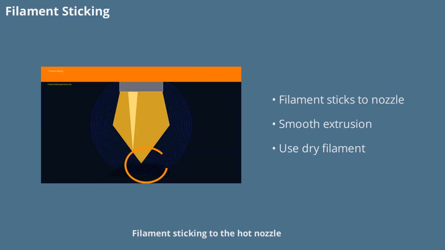Filament sticking to the hot nozzle can disrupt extrusion and cause print defects. Common causes are improper temperature, wet or low-quality filament, incorrect speed or retraction, and lack of maintenance. Effects include poor surface finish, weak layer bonding, print failures, and dimensional errors. Solutions involve cleaning or replacing the nozzle, using dry filament, optimizing print parameters, and calibrating the printer. Preventing sticking ensures smooth extrusion and consistent print quality.